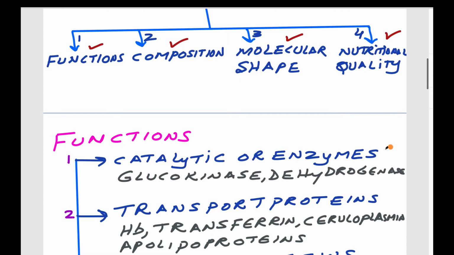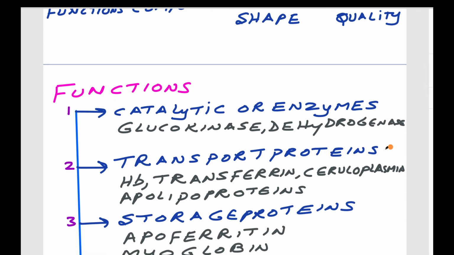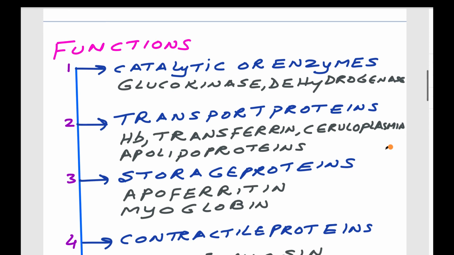Let us take up one by one. In this session, we will classify proteins based on the functions. The first one is catalytic proteins, which are enzymes. Those enzymes carry out the catalytic reactions, increasing the activity of the particular reaction. The examples are glucokinase and dehydrogenase, and many enzymes.